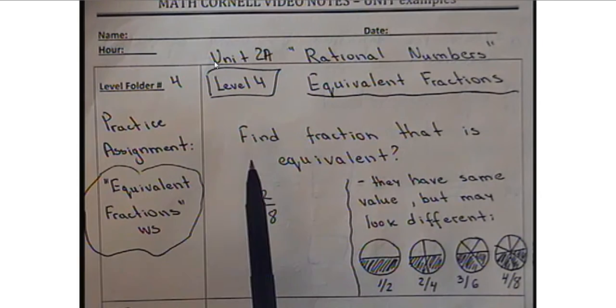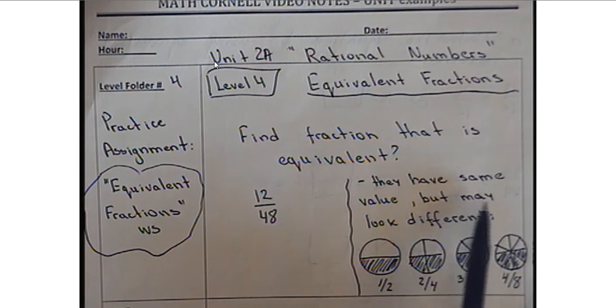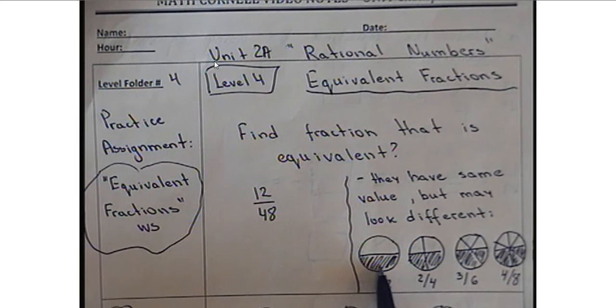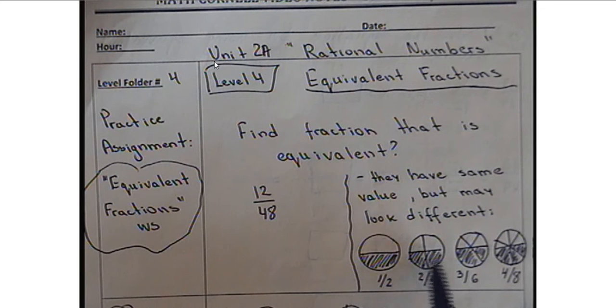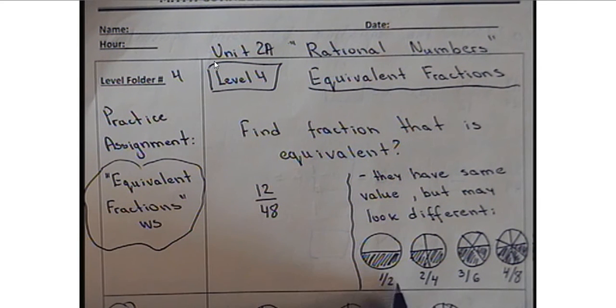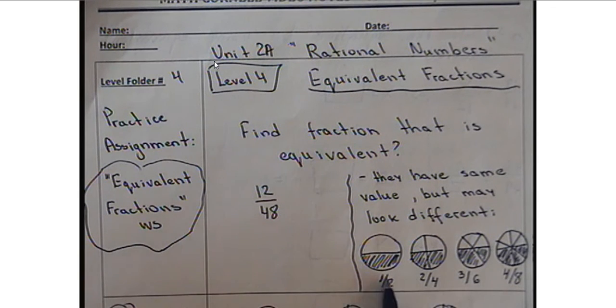So find a fraction that is equivalent. Now we know they have the same value but may look different. So for example, 1/2 is when we have one whole circle and we divide this in two pieces. But also, if we have 2/4, it's one circle that is divided into 4 pieces total, and 2 of them are marked. So if you look at those two fractions, 1/2 and 2/4, they represent exactly the same thing. They look different. We're using different numbers, but actually the value is the same. They're equal to each other.